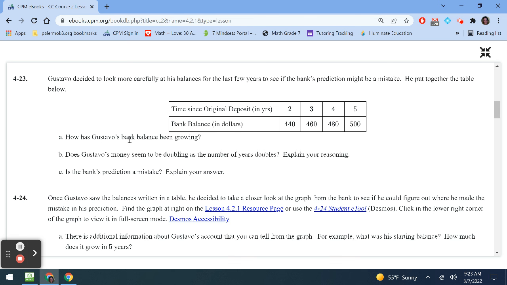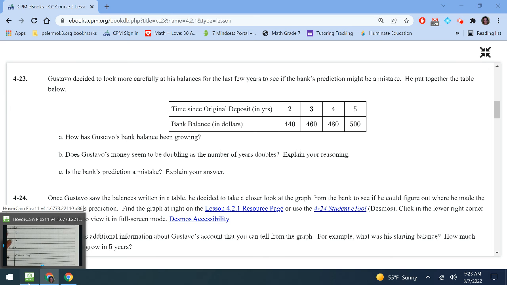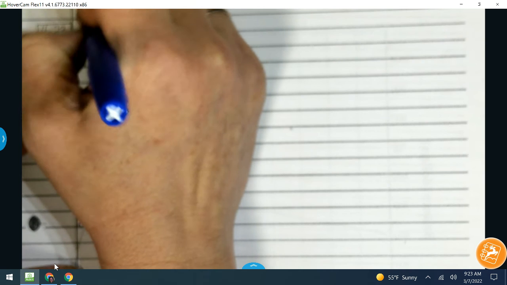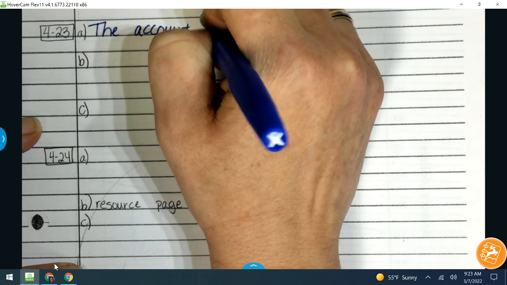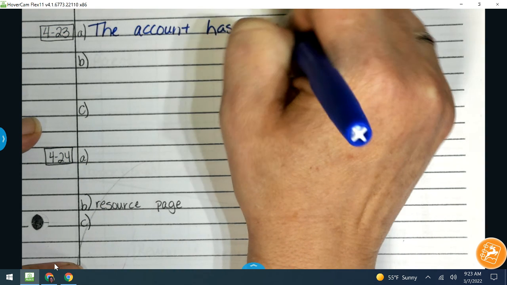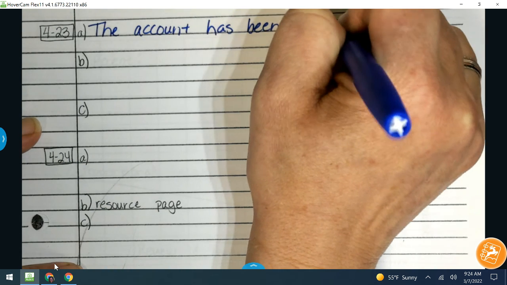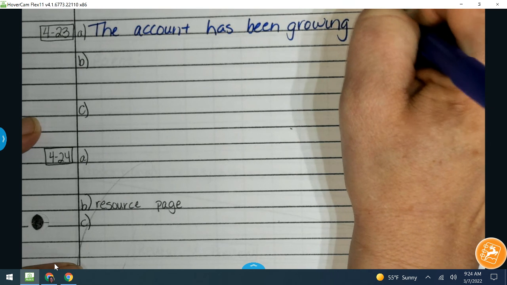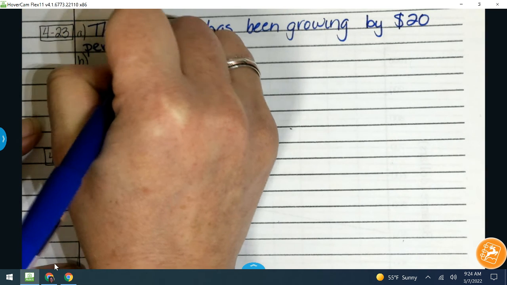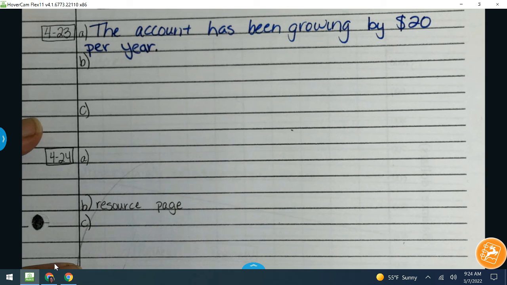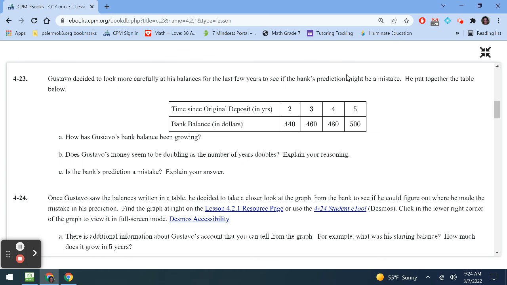So part A asks, how has Gustavo's bank balance been growing? So how has it been growing? So hopefully you saw the pattern. And so for this one right here, the account has been growing by $20 per year. So, and again, we see that right here in the table.